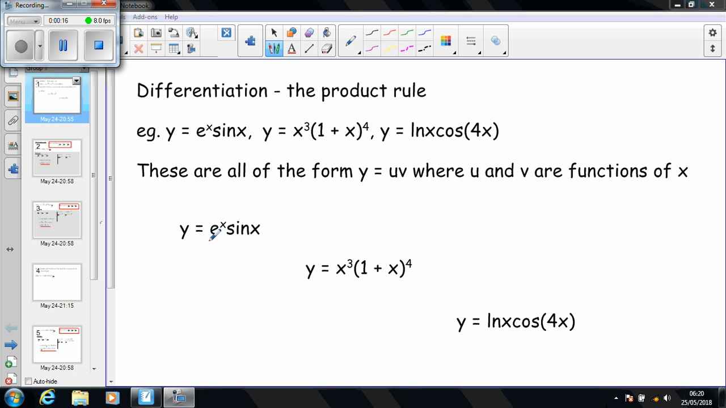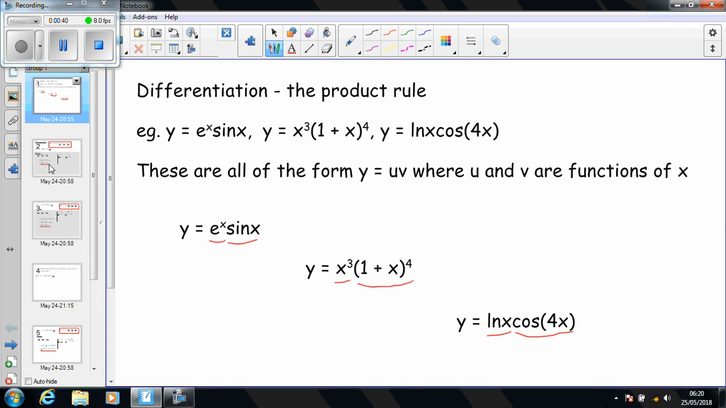So here in this example, e to the x is u and sine x is v. Or we could have labelled them the other way around, since it doesn't matter which way you multiply them. Here in this second example, we've got y equals x cubed times 1 plus x to the 4, so that's my u and v. And the third example, y equals log x times cos 4x.